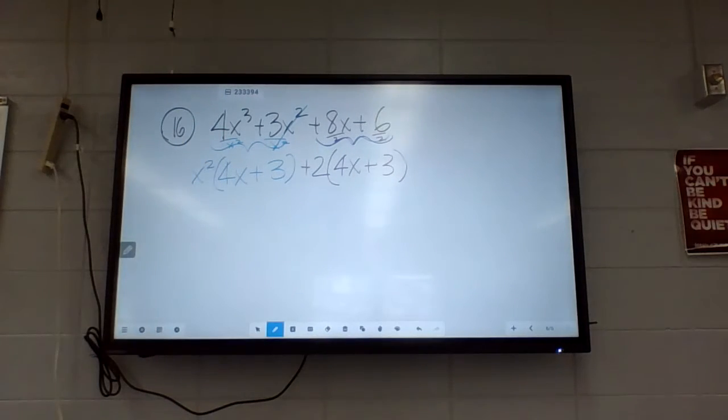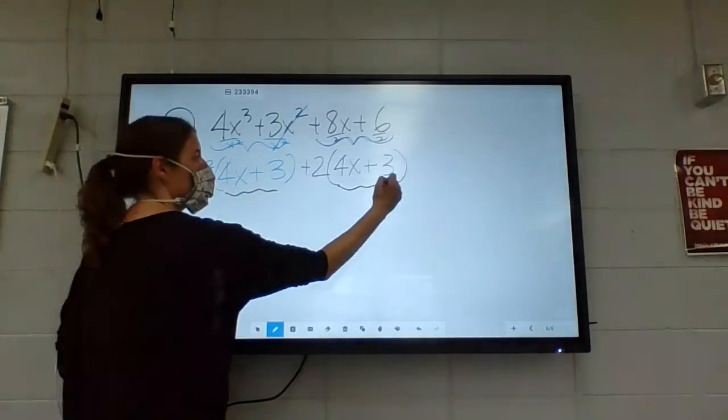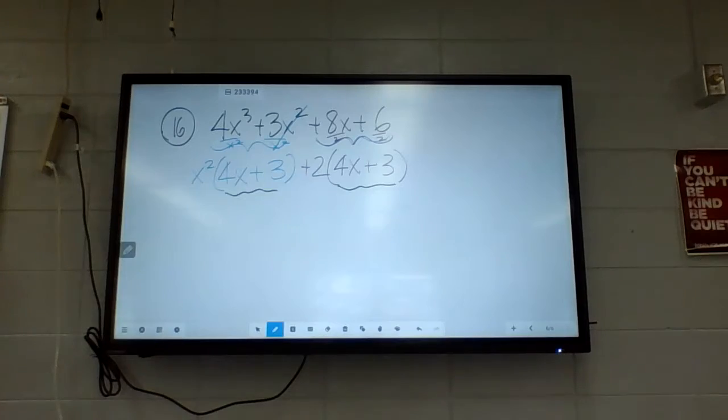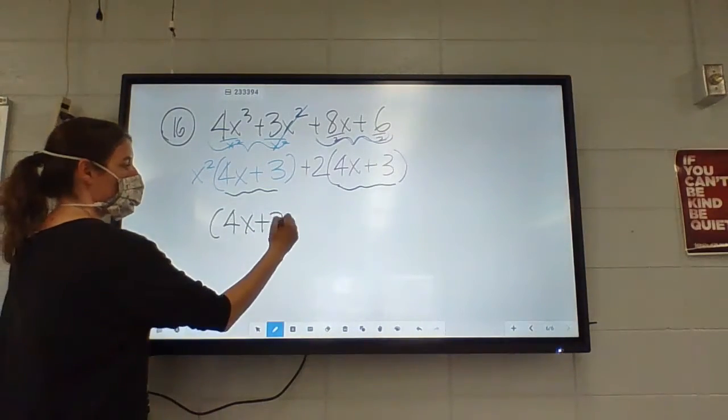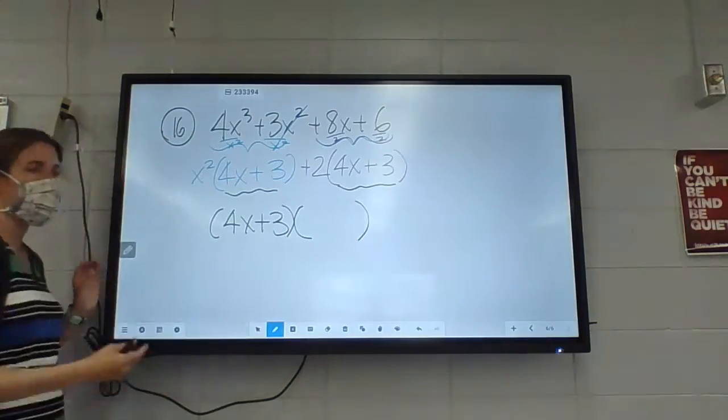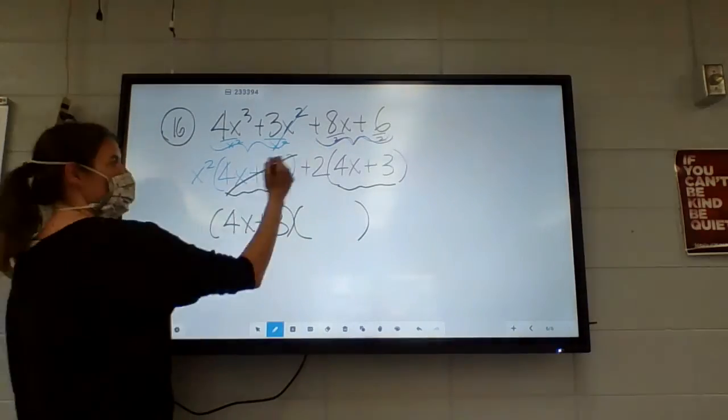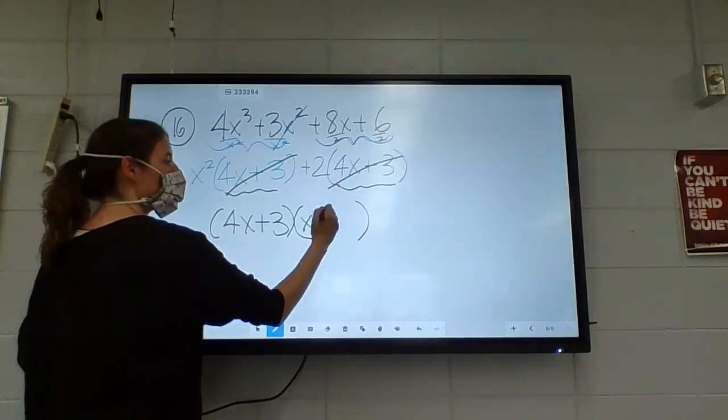We know we're doing something right when we get the same thing twice. So I have 4x plus 3. I'm going to pull that out now. Once I pull that out, I'm left with, this is gone, x squared plus 2.